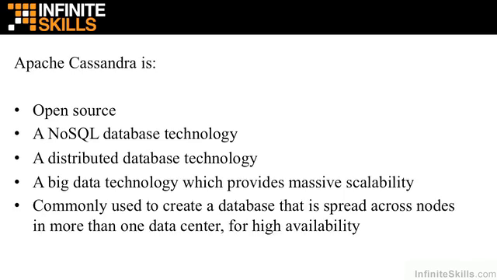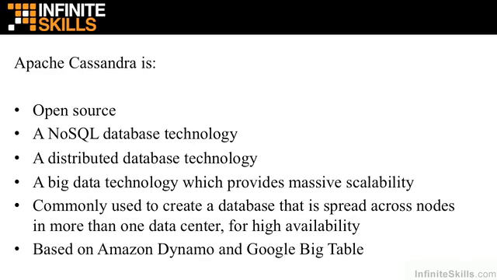And Apache Cassandra is commonly used to create a database that is spread across nodes in more than one data center for high availability. Not only can your database live across multiple servers, but those servers can be spread across more than one data center. This is a reason that people often choose Cassandra over other database technologies because they want to make sure that if one of their data centers goes down, another one can continue to serve requests so that their application is always available.